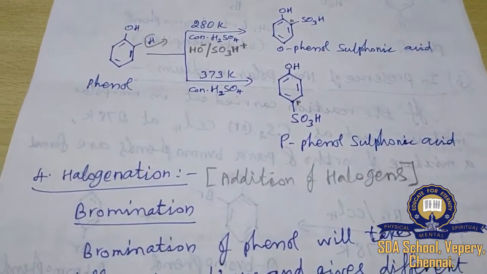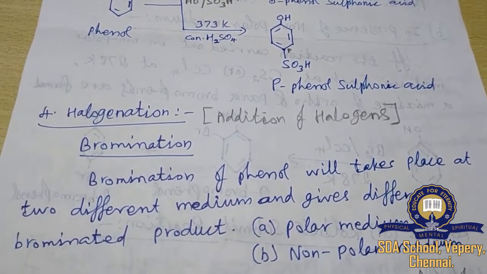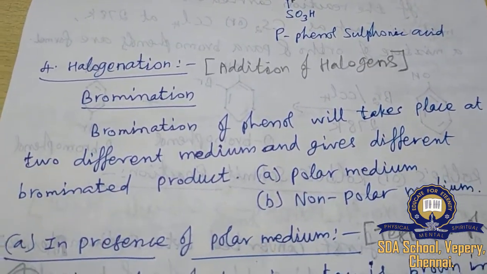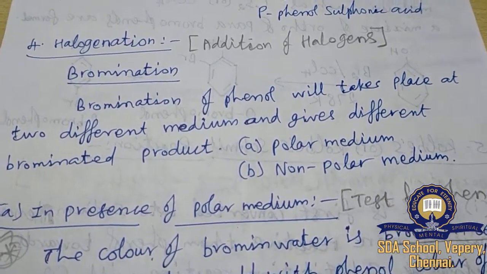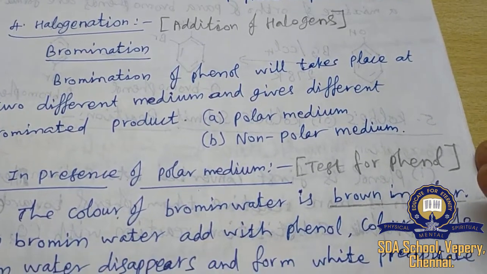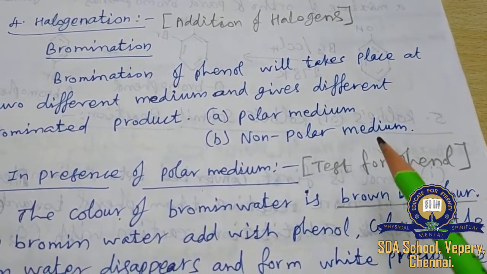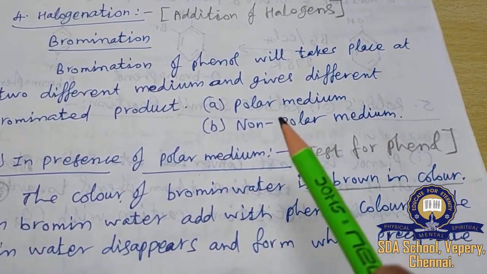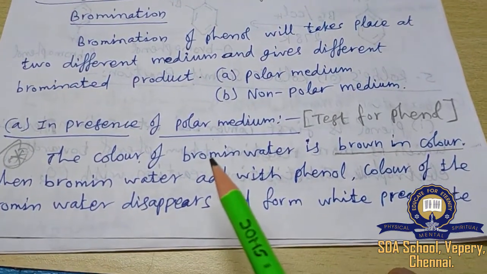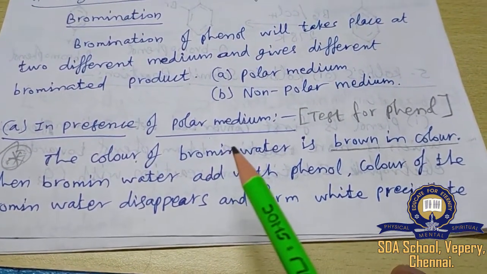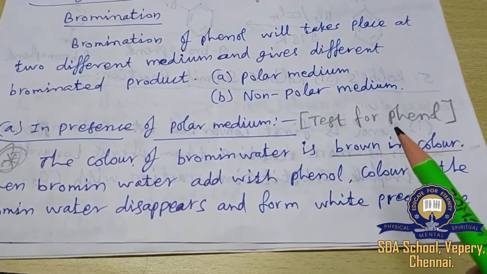Next we move to halogenation. This is addition of halogens on the benzene ring. Here we can consider the addition of bromine on phenol. The bromination takes place in two different media, in the presence of a polar medium and in the presence of a non-polar medium. First we will discuss the presence of a polar medium. Here the bromination of phenol in a polar medium is considered as a test to identify phenol.